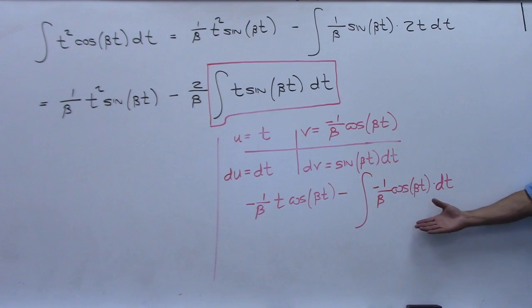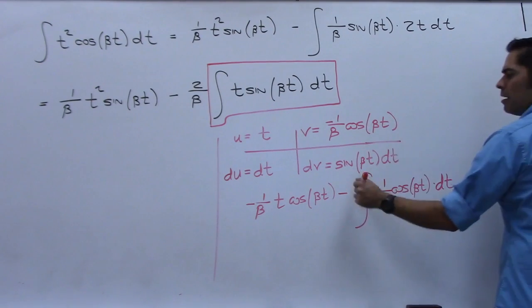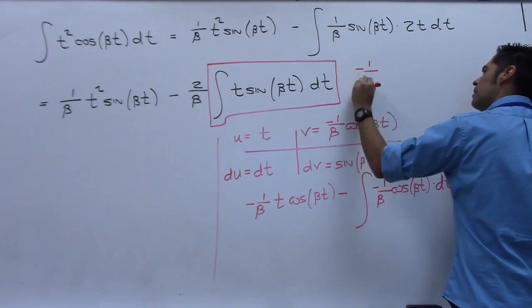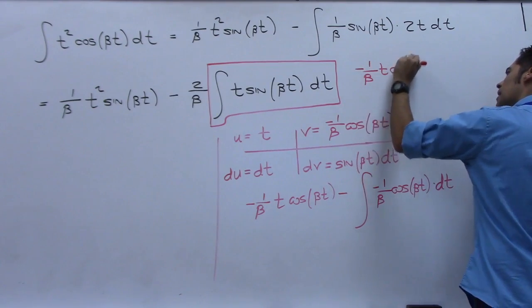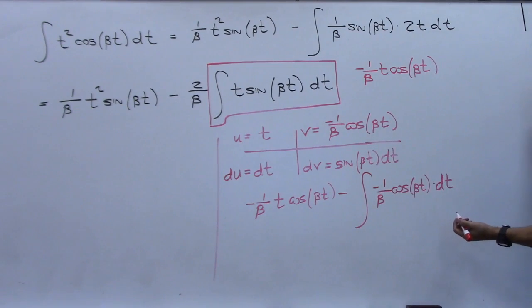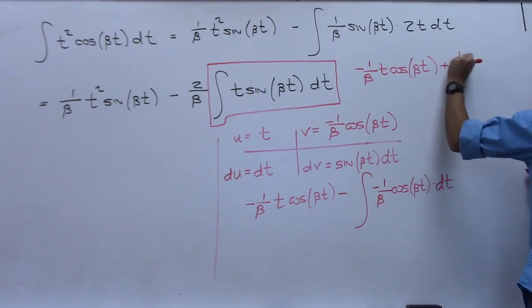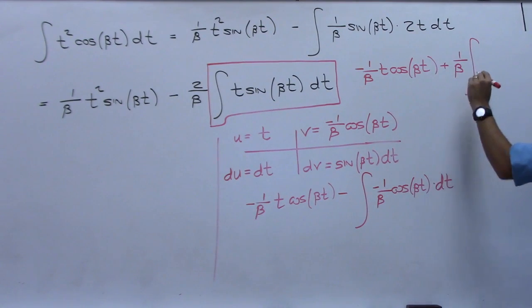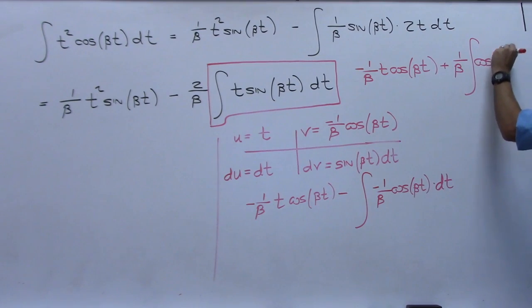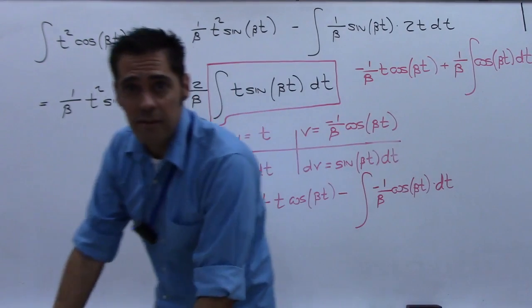Is this a good thing or a bad thing here? This is a real good thing, right? The t's are finally gone. So I'm going to clean this up again. I'm running out of space. I'll just do it right here. I have negative 1 over beta t cosine beta t. That's this front part. And then minus, so I'm going to bring this out as a plus. 1 over beta integral cosine beta t dt. I don't know if that's coming out on camera, but it's close enough. I said what it is, right?